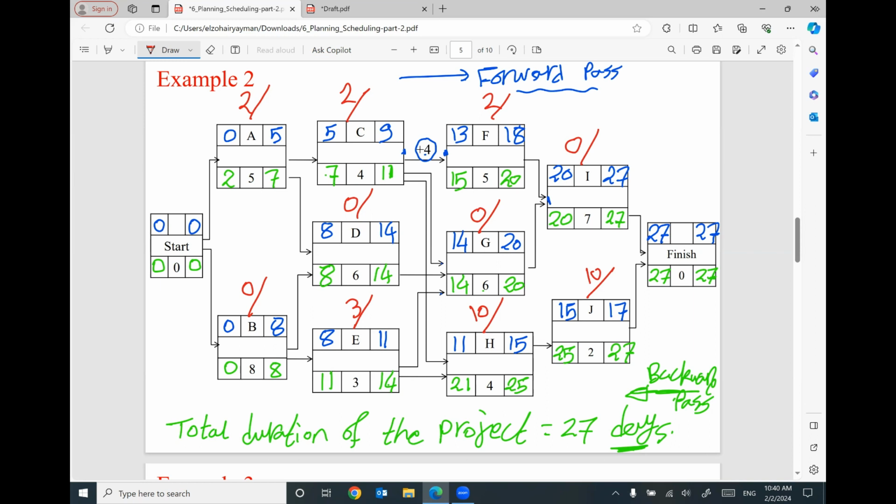So these activities can be delayed for some days, but we have critical activities. This one B is critical. This one D is critical. This one G is critical. This one I is critical activity. Critical means the total float equals 0. These activities are critical because any delay in these activities will affect the final duration of the project.